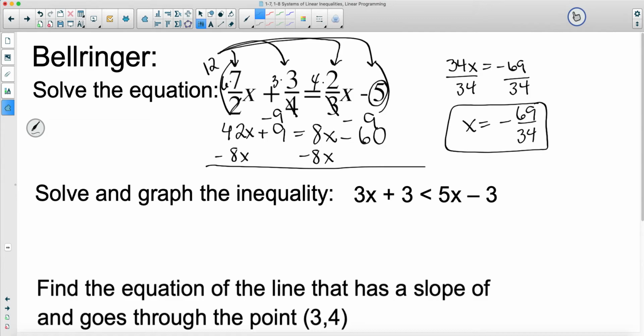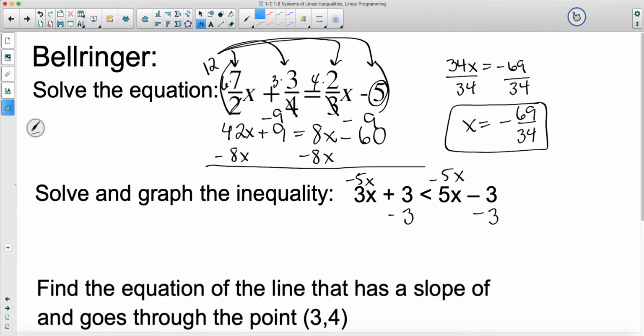Second one, solve and graph the inequality. So we only see x's in here. That means it's just going to be on a number line. So it's best to move your x's to the left. If you don't do that, remember you're going to have to flip it around in the end so you don't mess it up when you're reading.